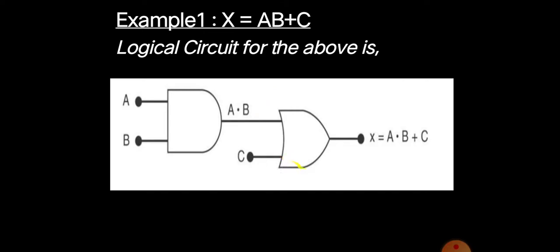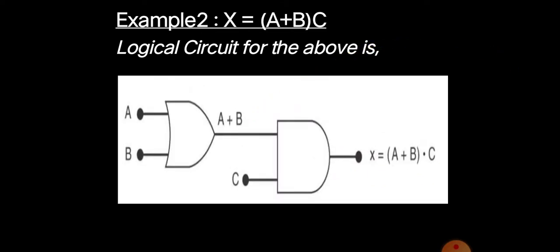So, how to draw a logical circuit for AB plus C? First of all, we need to draw AB. So we need to enter A input and B input, then draw the AND gate, then make the output, that is AB, A into B. Then from the output, you need to give another input to the OR gate. So it will make x is equal to A dot B plus C. Let us discuss the next one.